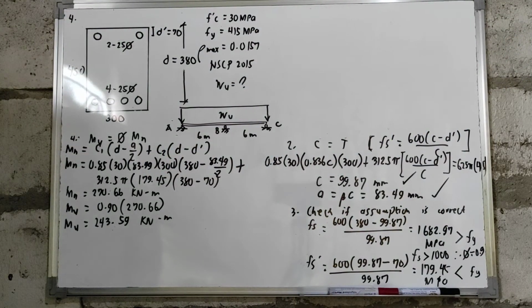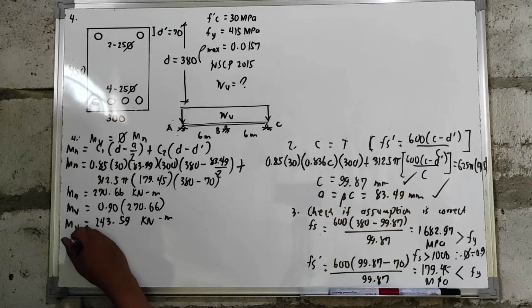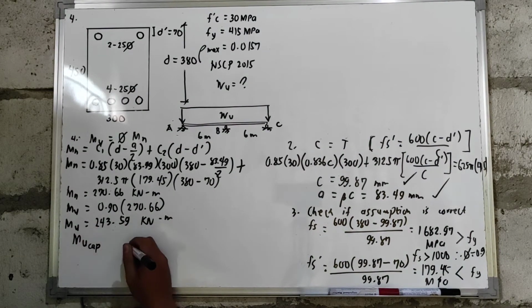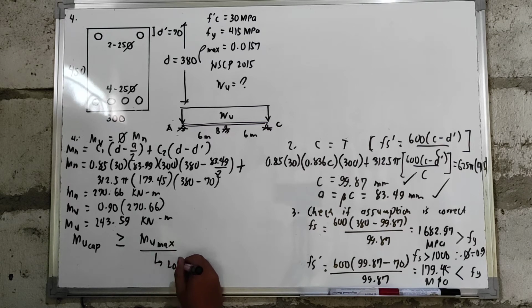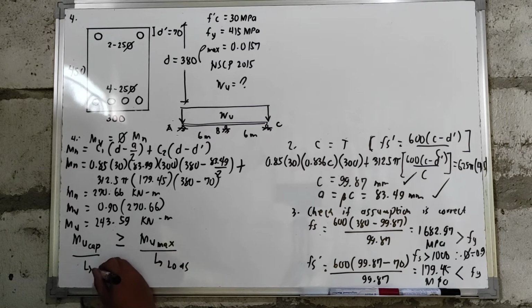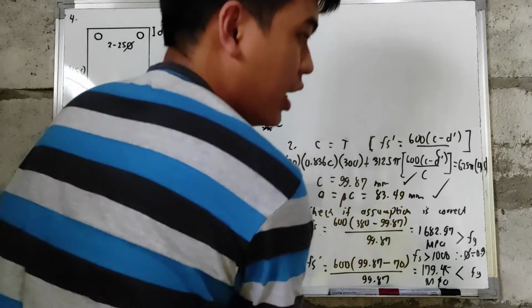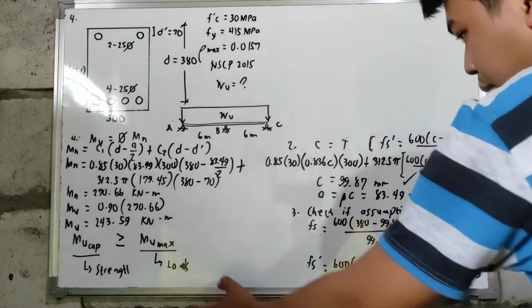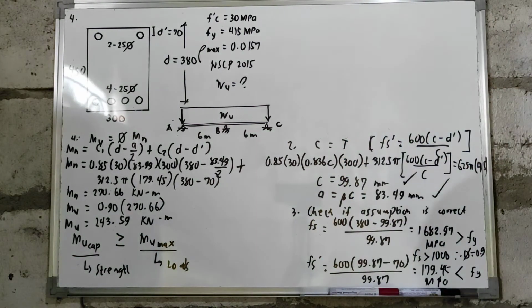So ngayon, yung principle lang naman natin dito is we are going to equate lang naman yung MU capacity natin. Diba? That must be greater than or equal to the MU maximum. So, eto yung sa loads natin. Tapos, eto using yung design strength natin, strength ng beam natin. So, equate lang natin yung capacity ng beam versus dun sa loads na dadalhin ng beam natin. So, with that, wala na tayong problema sa MU max natin.